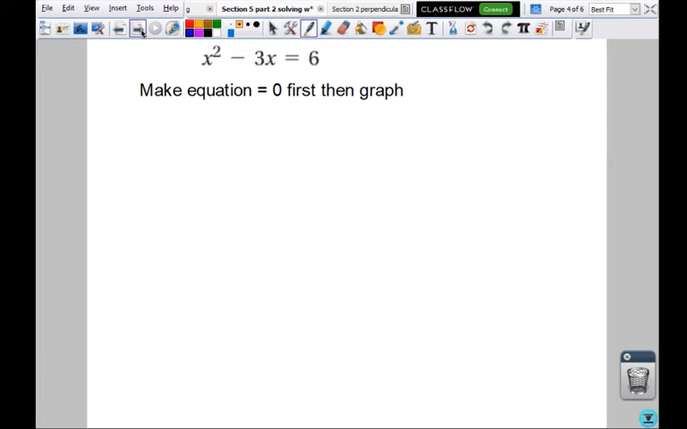So we're going to skip these ones, and we're going to do one of these ones. I have x squared minus 3x equals 6. Before we can solve for these, we need to make it equal 0 first. So we're going to take away 6. We just have to minus 6 on both sides. So x squared minus 3x minus 6 equals 0. And then this is what I'm going to plug into Desmos. x squared minus 3x minus 6 equals 0.